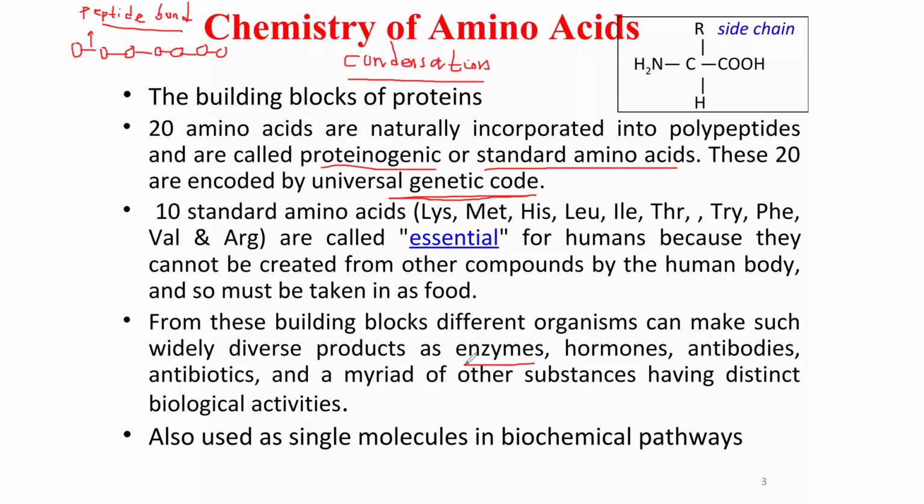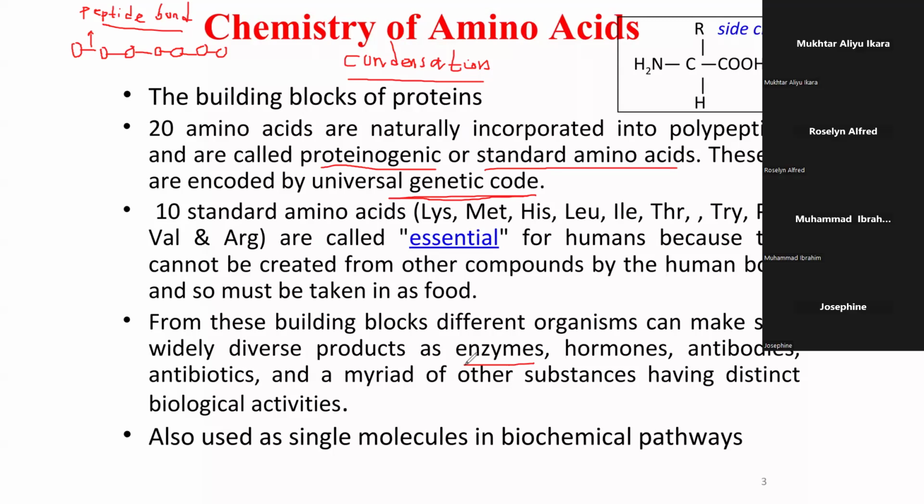Although not all enzymes are proteins, at least more than 99.99% of the enzymes are proteins. So it means that they are synthesized from amino acids. And of course, some of these amino acids are also used in the synthesis of hormones.